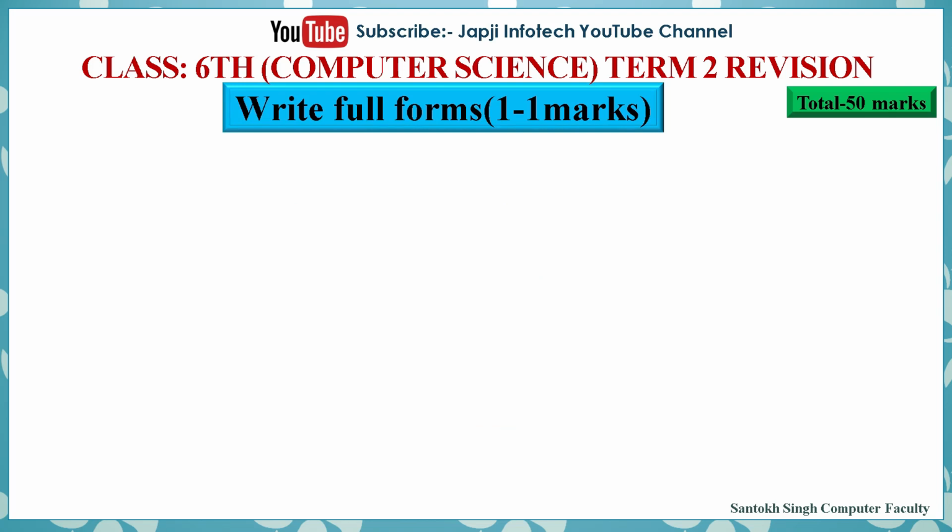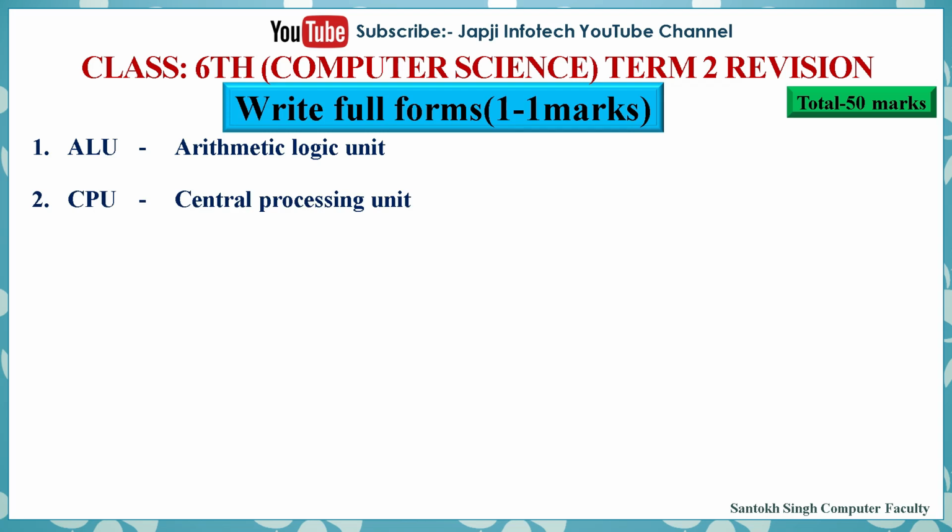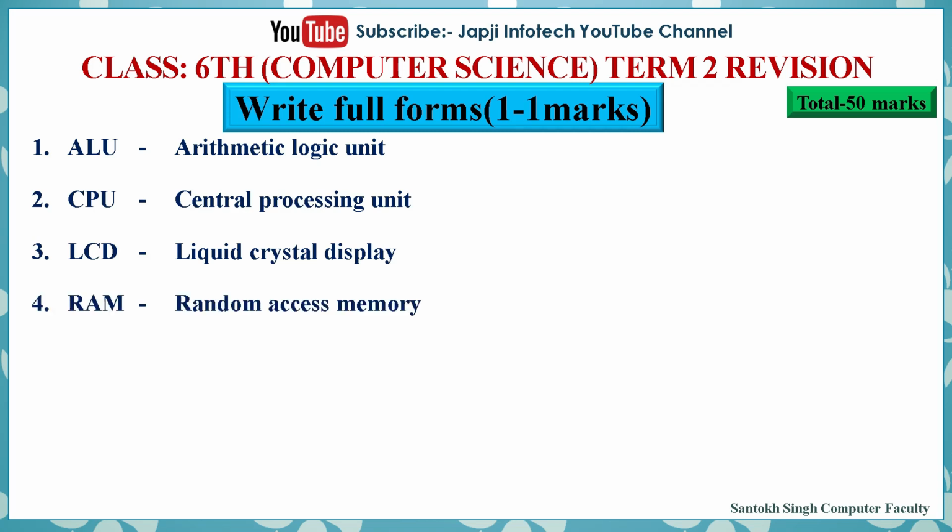So now we will learn about full forms, which is also 1 mark. So first one is ALU. ALU stands for Arithmetic Logic Unit. Second one is CPU. CPU stands for Central Processing Unit. Third one is LCD. LCD stands for Liquid Crystal Display. Fourth one is RAM. RAM stands for Random Access Memory.